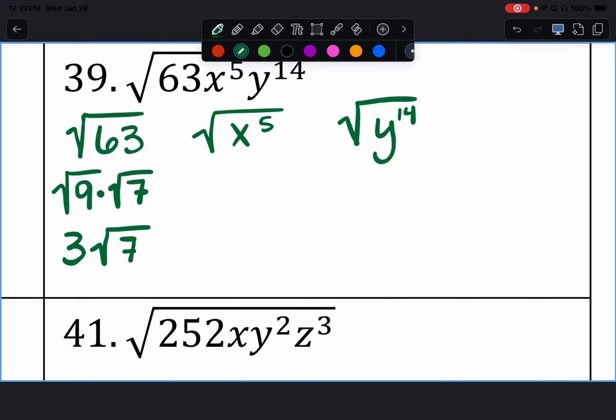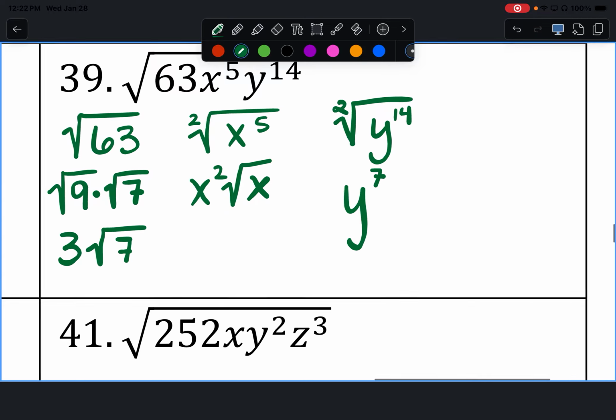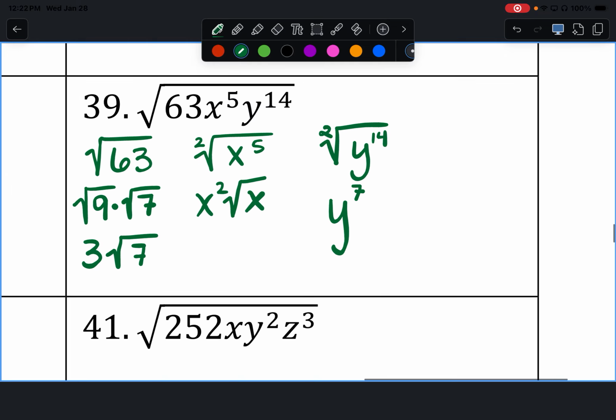Now, we have the square root of x to the 5th. Is 5 divisible by 2? No. But 2 can go into 5 twice with how much left over? All right. Then, is 14 divisible by 2? And so how many times can 2 go into 14? 7. Okay, now, so these are the pieces that we have to combine, right?